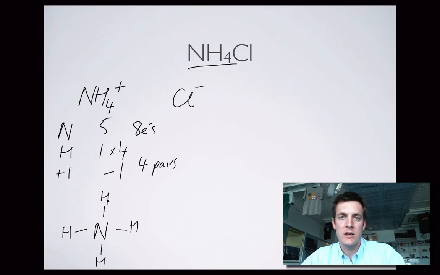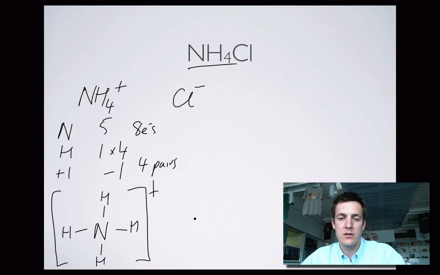Hydrogen has only 1 shell, so it can only hold 1 pair of electrons. So these 4 hydrogens have already got full outer shells, and so has the nitrogen with its 4 pairs. I've used 4 pairs altogether, so that means this electron dot diagram is finished.